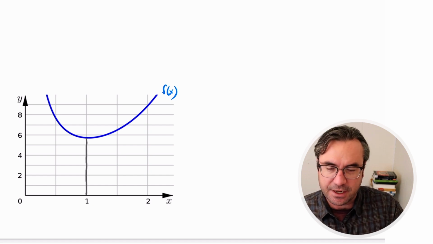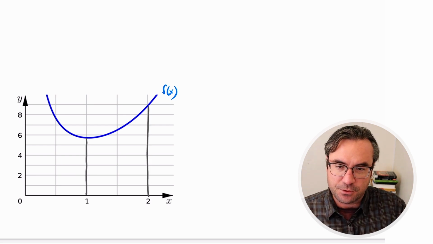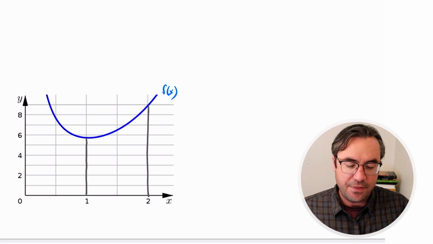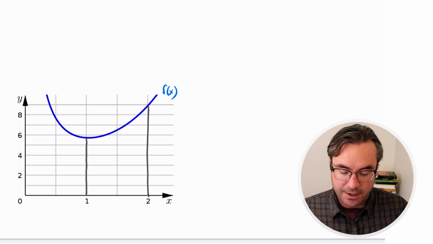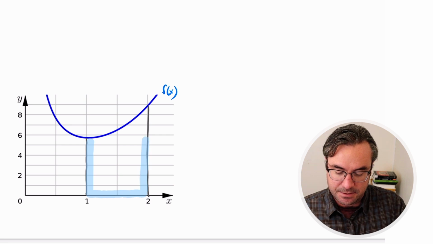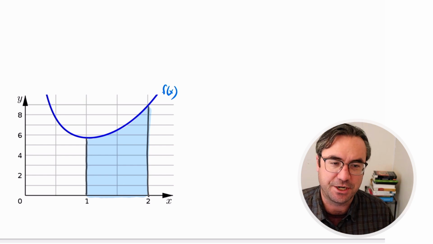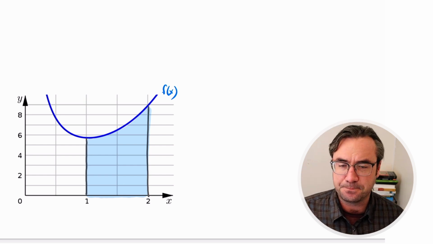X equals 1 is going to give us the left edge. X equals 2 is going to give us the right edge. And then we're figuring out the area for this region that goes from our curve down to the x-axis. And we're going to be figuring out the area for this region here. So that's what our region looks like.